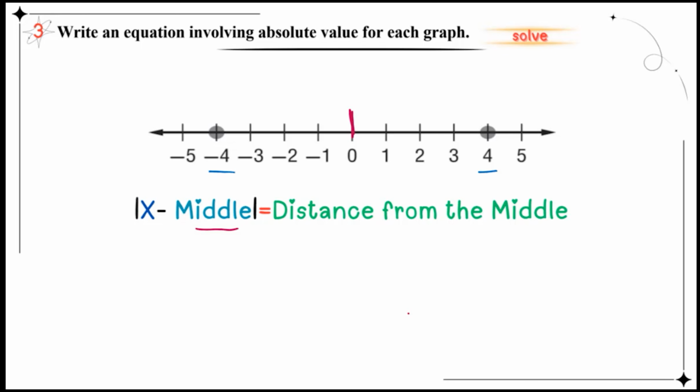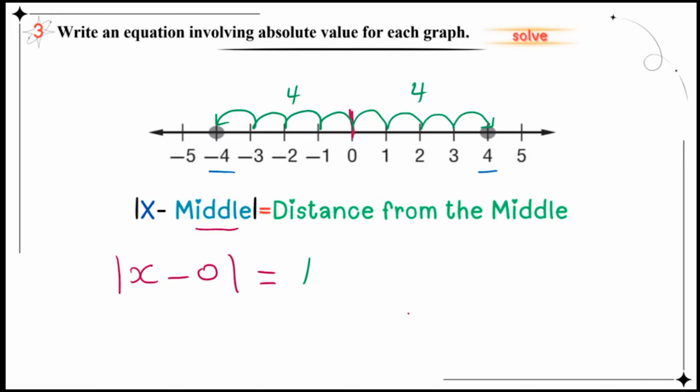Then we can write absolute value of x minus 0 equals the distance from the middle. Count 1, 2, 3, 4. Again, 1, 2, 3, 4. Yes, then your answer is correct. It's 4 from the right side and 4 from the left side. Then the distance will be 4. x minus 0, we can write just absolute value of x equals 4. Then the final answer will be absolute value of x equals 4. Next question.